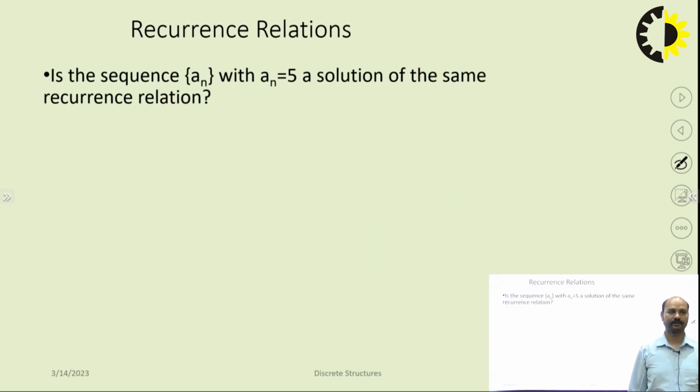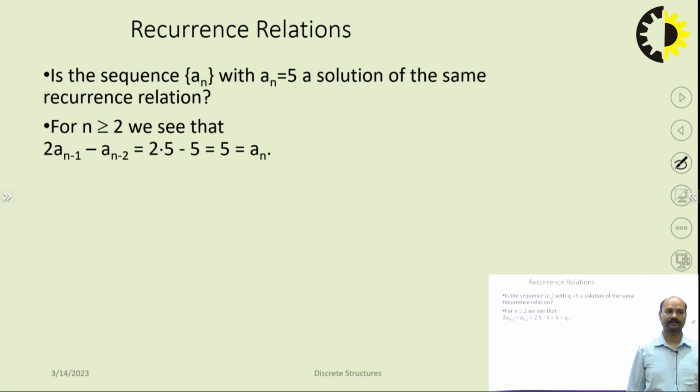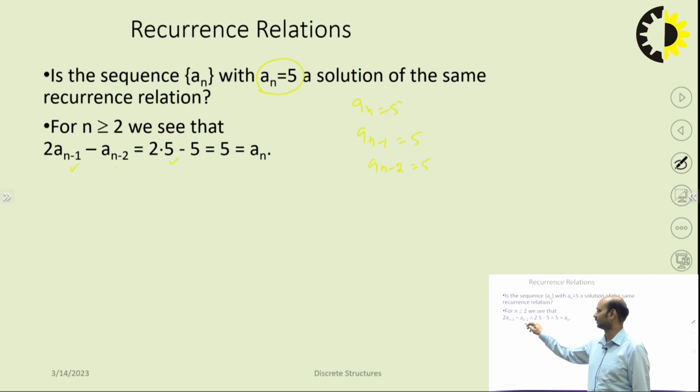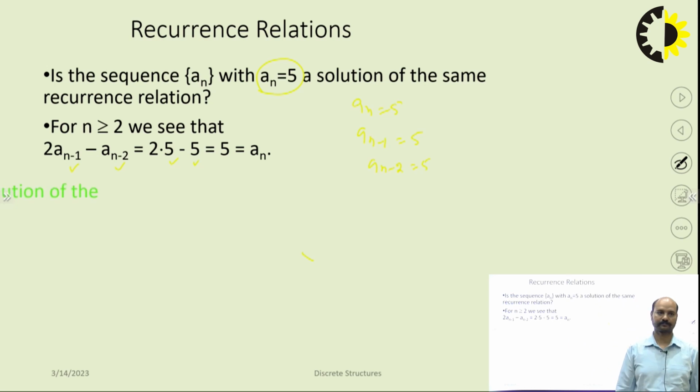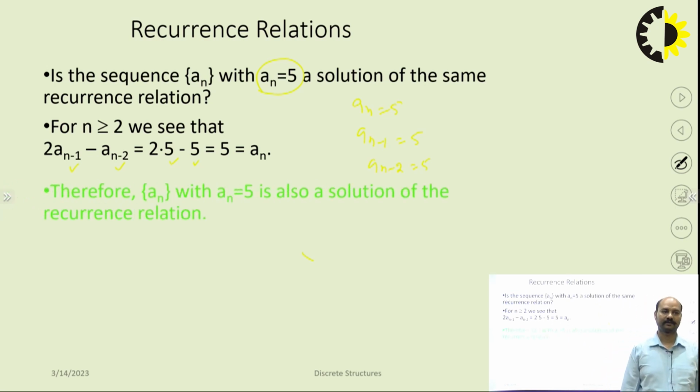Is there any other possible solution? We consider that an is equal to 5. If an is equal to 5, then the value of an minus 1 is also 5, and an minus 2 is also 5. So we substitute an minus 1 equal to 5 and an minus 2 equal to 5. Again, we get an is equal to 5. Therefore, an equal to 5 is also a solution of this recurrence relation. So one recurrence relation without an initial condition can have multiple solutions.